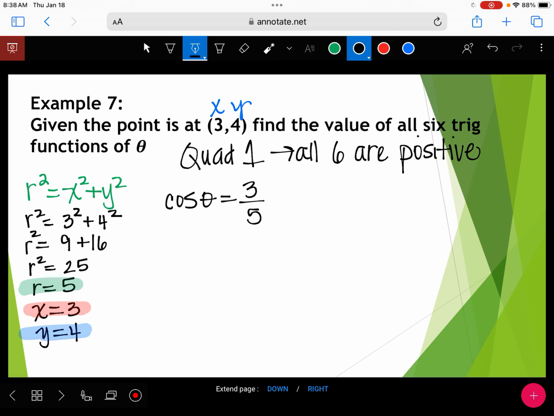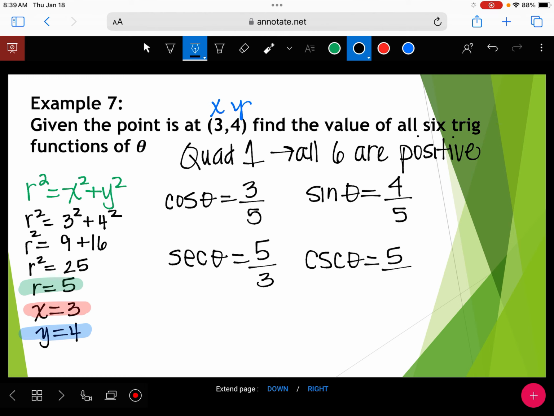Who's the sister to cosine? Secant. Let's find the secant of theta. The sister is just a reciprocal, so it would just be 5/3. All right, next we have our sine. Sine of theta. Sine is 4/5, yeah. Y over r. And the sister to sine is cosecant, and so that would be 5/4.